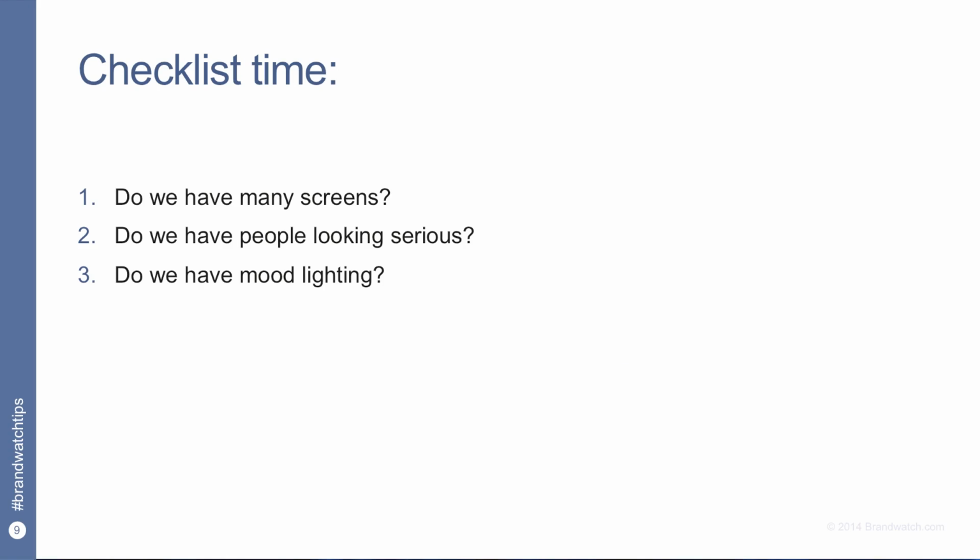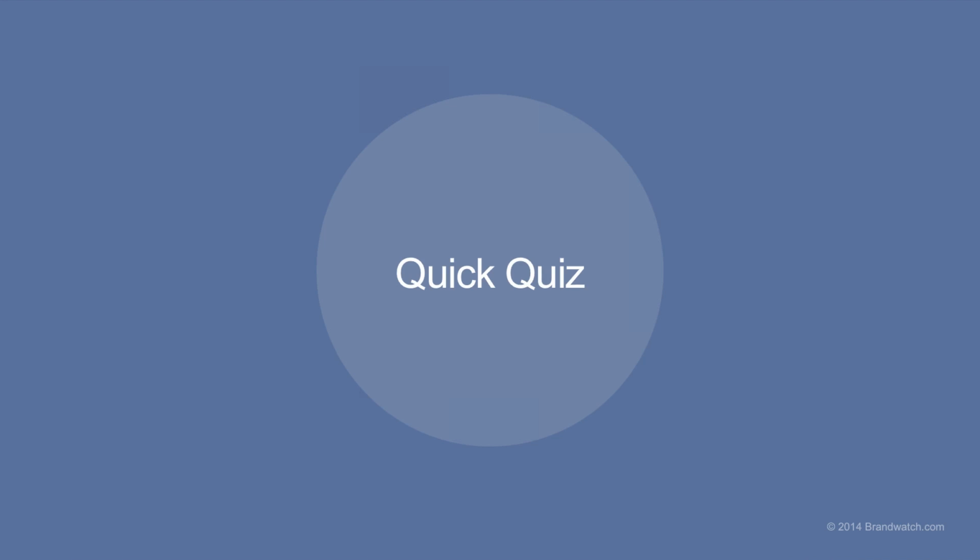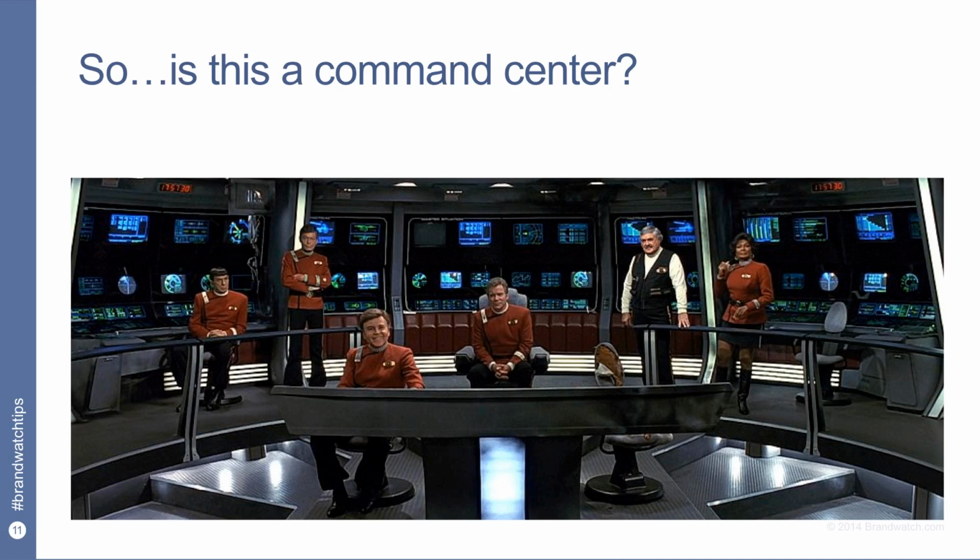So let's take a quick checklist through. What are the indicators that we've identified so far in terms of attributes of these situations? Firstly, do we have many screens? Secondly, do we have people looking extremely serious? And third, and very much not least, do we have some mood lighting? I think we can check that for all the ones we've had so far. So let's have a quick quiz to look at some other potential command centers. Looking at those attributes, do we have many screens? I think so. People looking serious, and definitely some mood lighting. So technically, is this a command center?